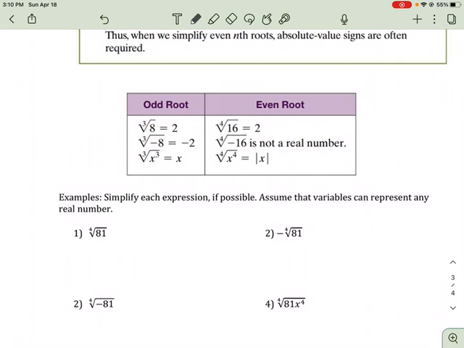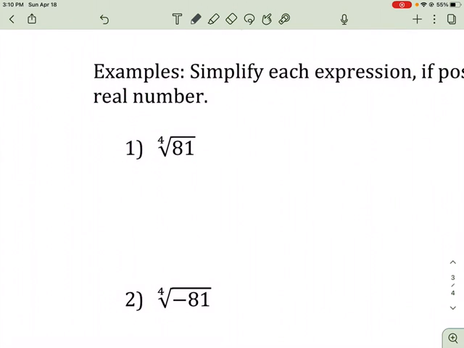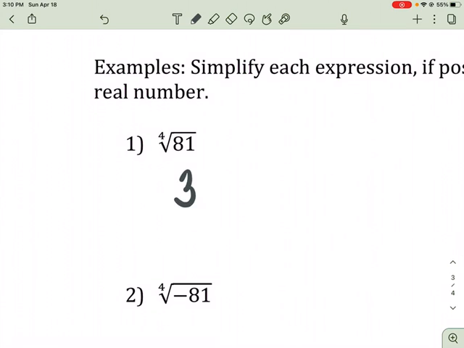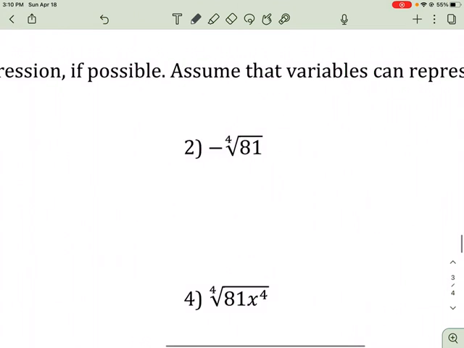Okay. All right, so simplify if possible and assume the variables can represent any real number. That means absolute values are going to come into play when we have an even root. Okay, so the fourth root of 81, what number times itself 4 times gives us 81? I believe that is 3. Okay, the opposite of the fourth root of 81. We can do this because the negative sign is on the outside, not the inside. So the fourth root of 81 is 3, and then we're going to put a negative sign out in front of that.